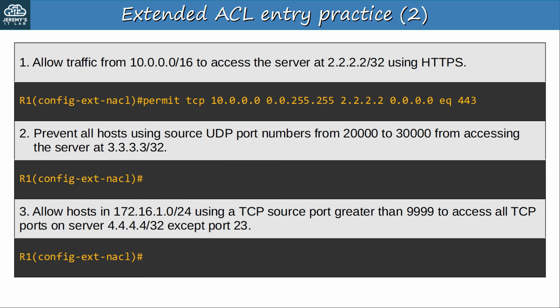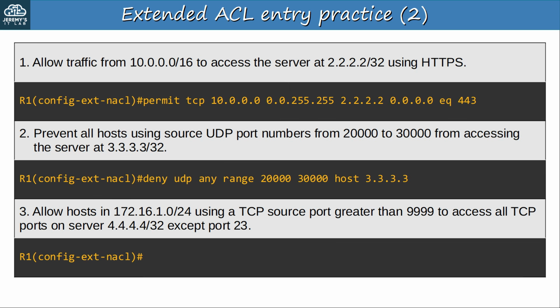And here's the answer. Deny UDP any, range 20,000, 30,000, host 3.3.3.3. So this matches all packets using a UDP source port from 20,000 to 30,000 with a destination of 3.3.3.3.